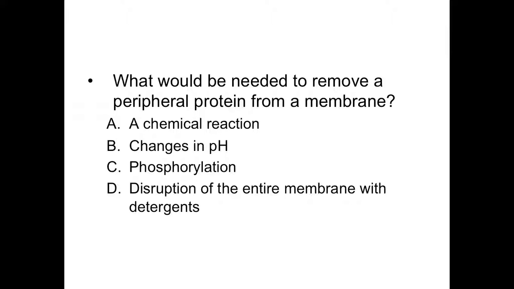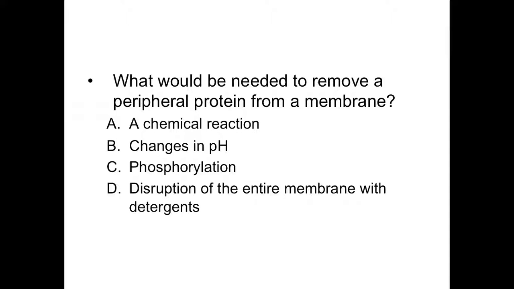So remember, a peripheral protein is only held to the membrane through electrostatic interactions. So anything that would disrupt the quaternary or tertiary structure of a protein would also disrupt the association of a peripheral protein with the membrane. So while a chemical reaction might do the trick, it's not necessary, right? But changes in pH, that would be fine.